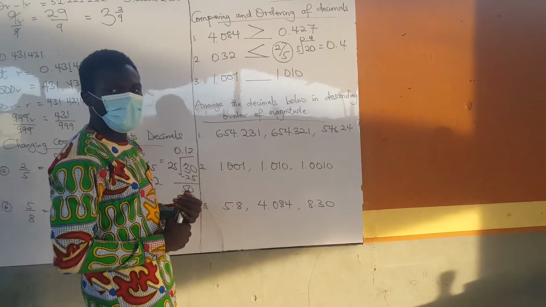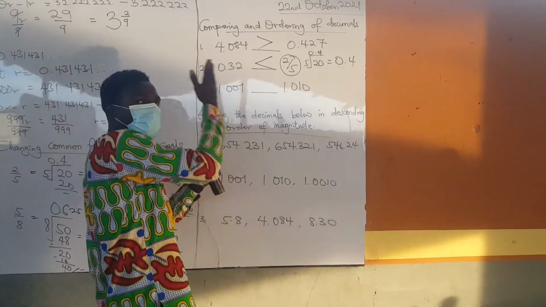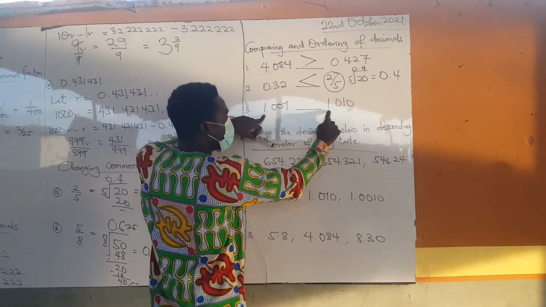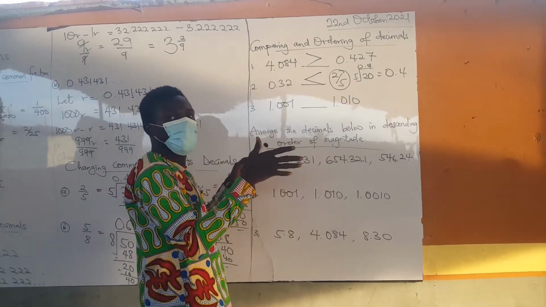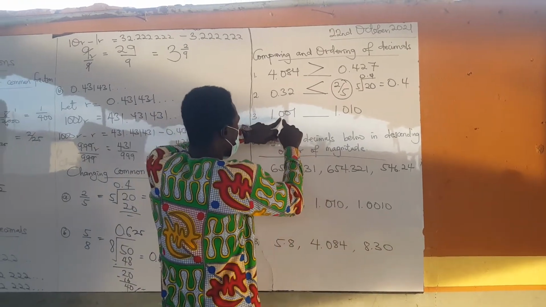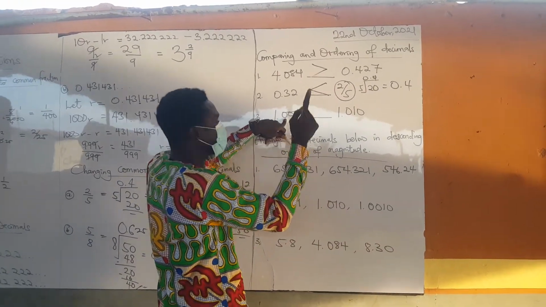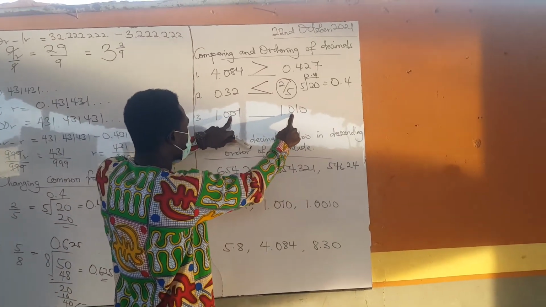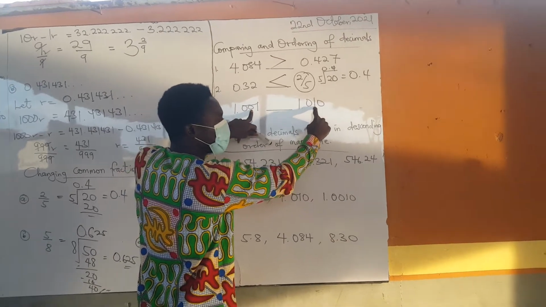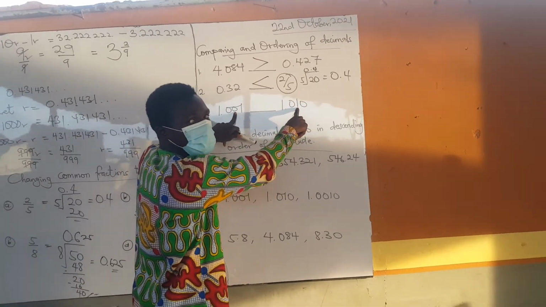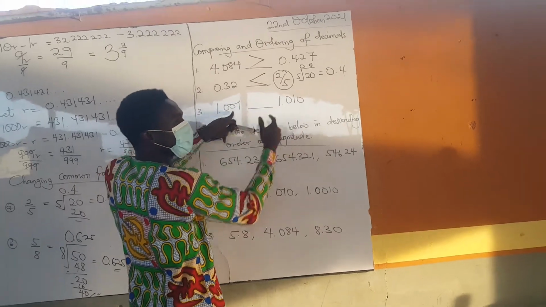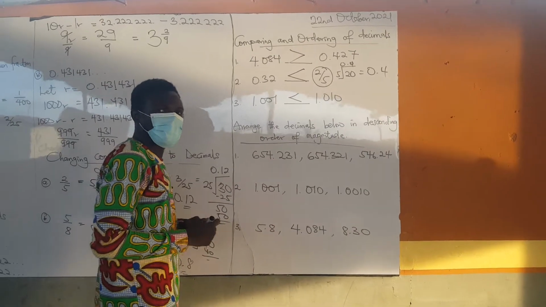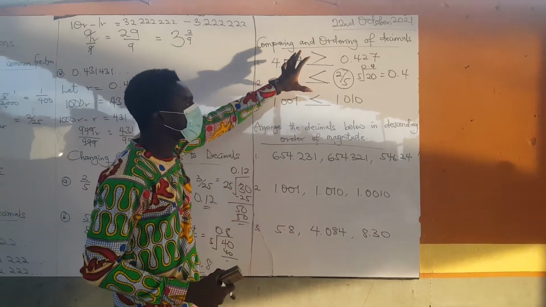1.010. Now let's do the comparison. Always start from your left, the first number here. The whole number here we have 1, whole number here we have 1. They are equal. So move to the next number, the first decimal. We have 0 here, we have 0 here. Let's move to the next one. We have 0 here, but we have 1 here, so they are not the same. Because 0 is less than 1, we are going to say this decimal is less than the other. So that is what you do for the comparison.